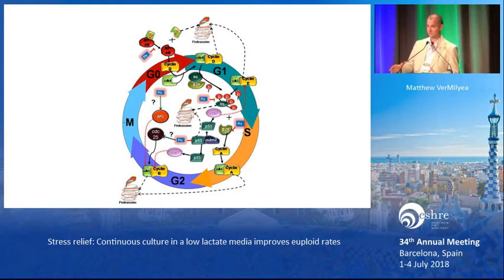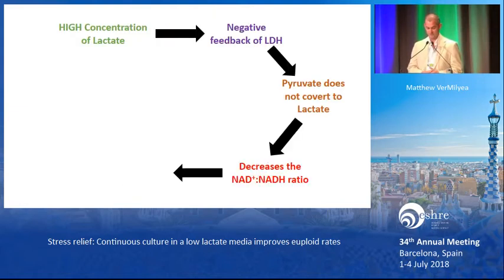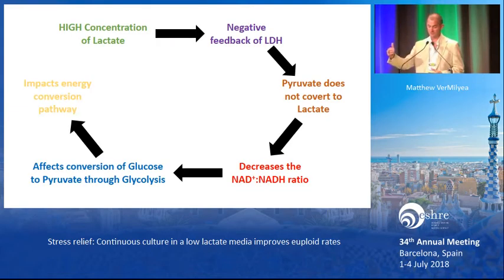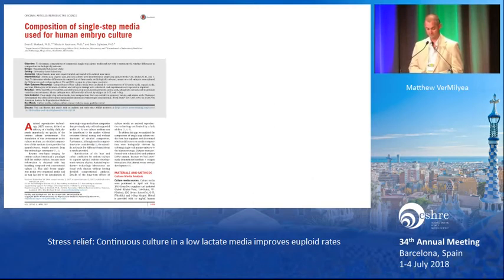Hopefully I haven't lost you yet. As we're all pretty much familiar with biological chemical pathways, let me make it a little bit easier for you here. You have a high concentration of lactate. That then has a negative feedback on LDH, which catalyzes pyruvate into lactate and vice versa. Pyruvate does not convert to lactate with high concentrations. That decreases the NAD-NADH ratio. Therefore, that affects the conversion of glucose to pyruvate through glycolysis and ultimately impacts the energy conversion pathway in the long run.